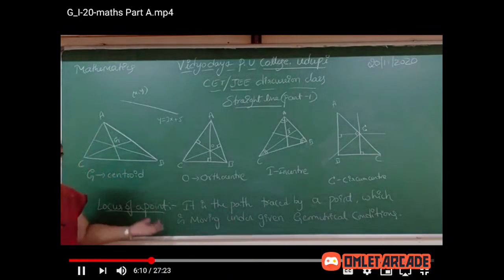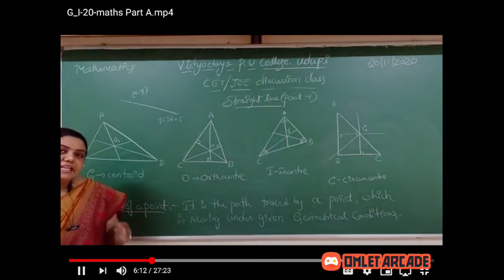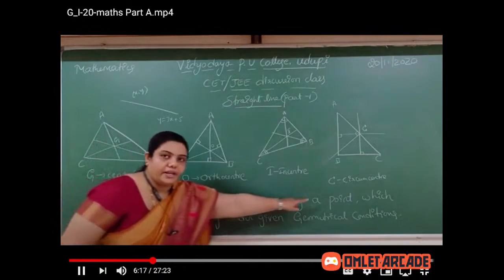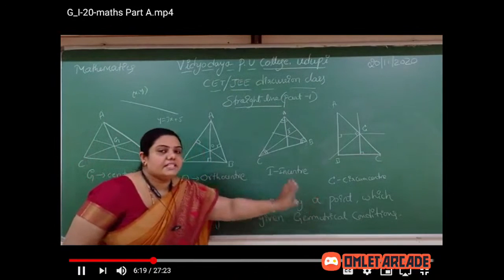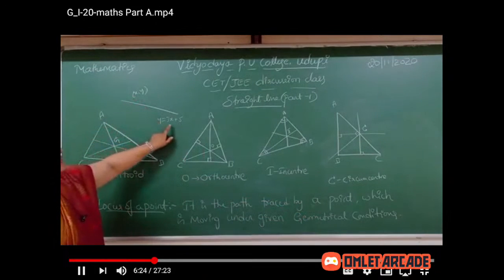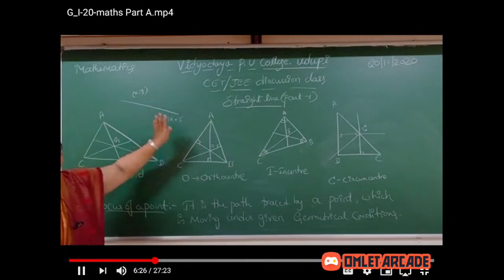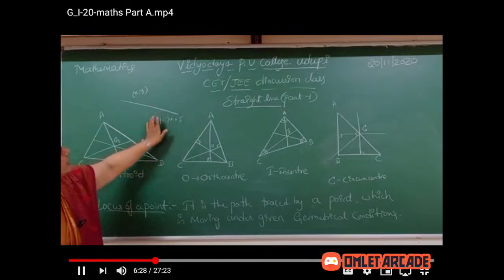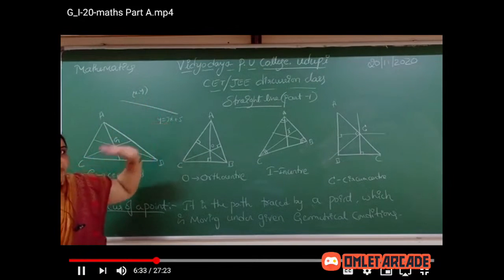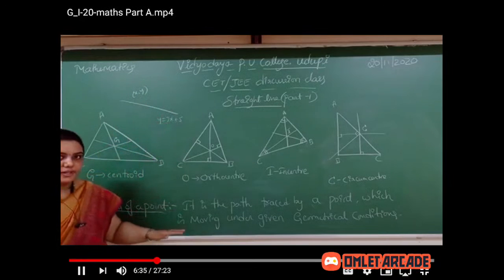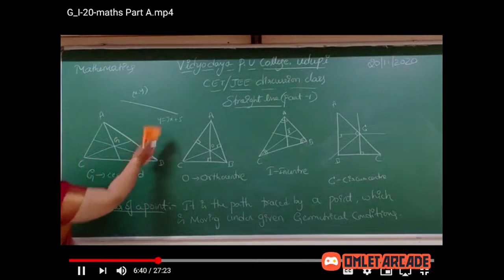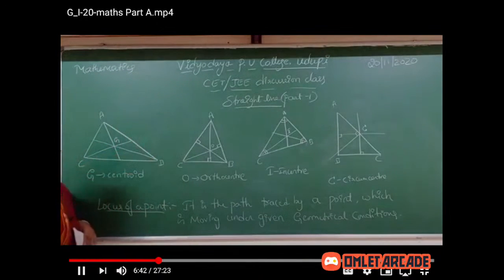Here finding locus of a point is nothing but finding the equation of that particular point, which satisfies the geometrical condition. So here you can say y is equal to 3x plus 5 is the locus of a point. I mean, this point should satisfy this equation. So this is about locus of a point. When a problem comes, I will tell you once again.